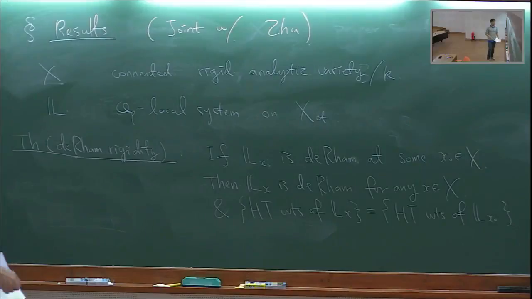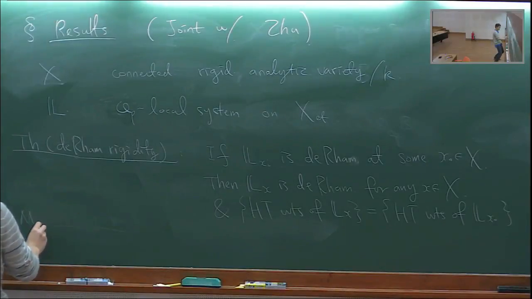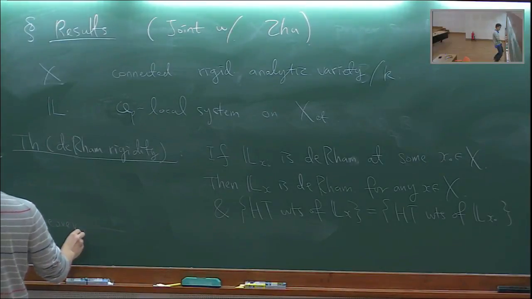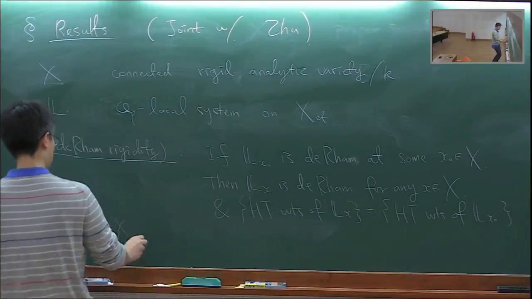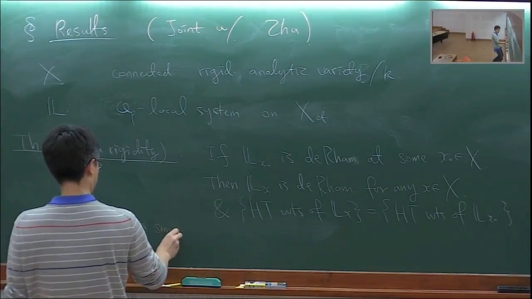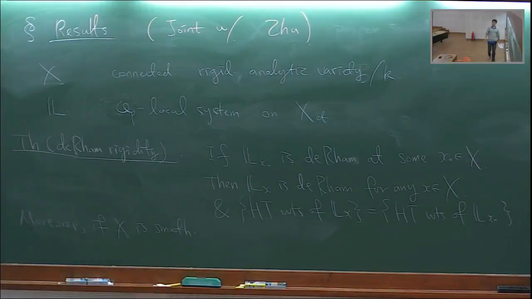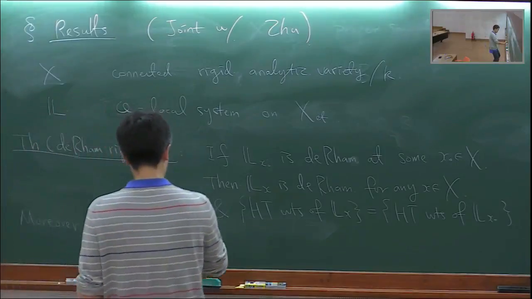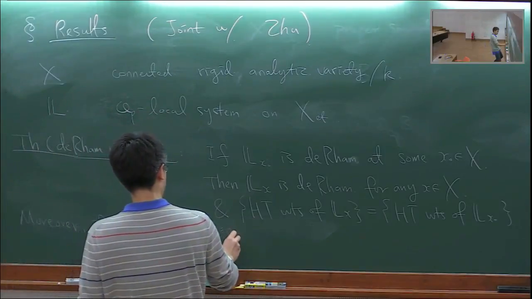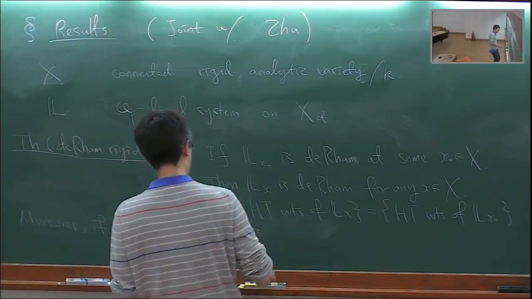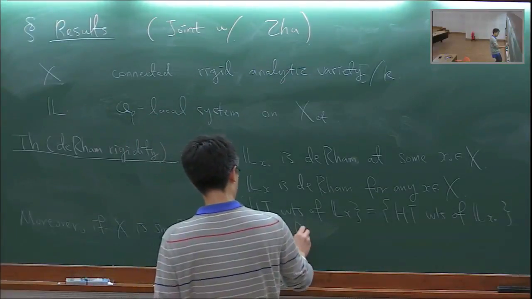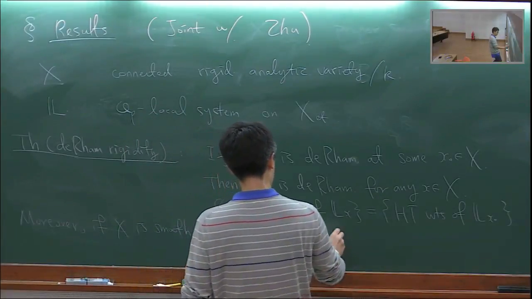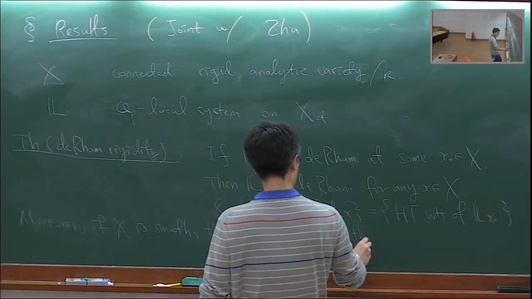So moreover, if X is smooth, then we can even talk about the de Rhamness of the local system. In this case, L itself is a so-called de Rham local system, in the sense of Scholze.